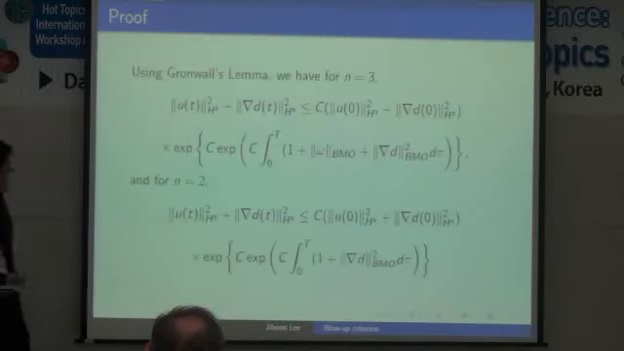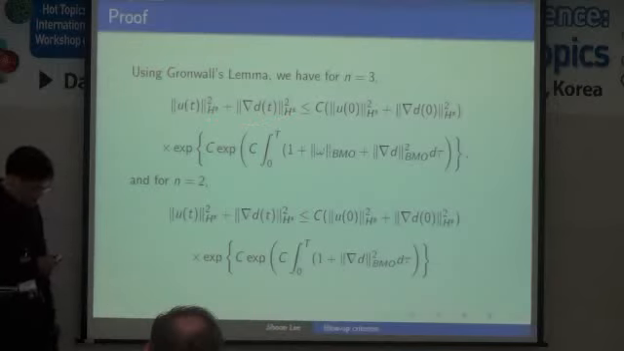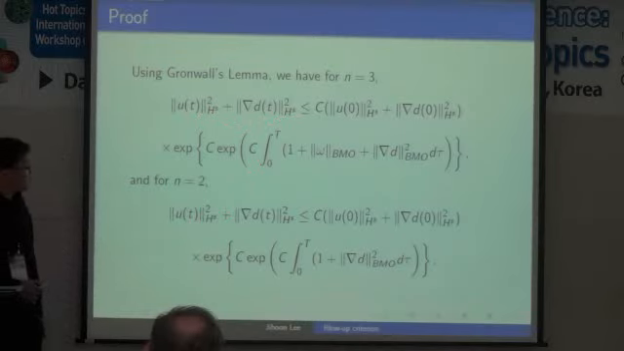Then by using Gronwall's lemma, in 3 dimensions we have this one, and for 2 dimensions we have this kind of double exponential growth. So if this term is controlled, then we can control all these terms, and then we have regular solutions.